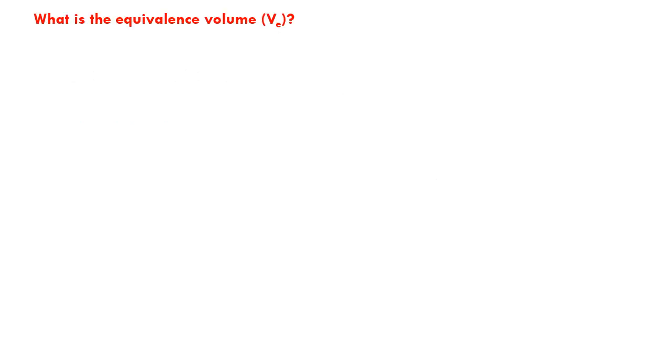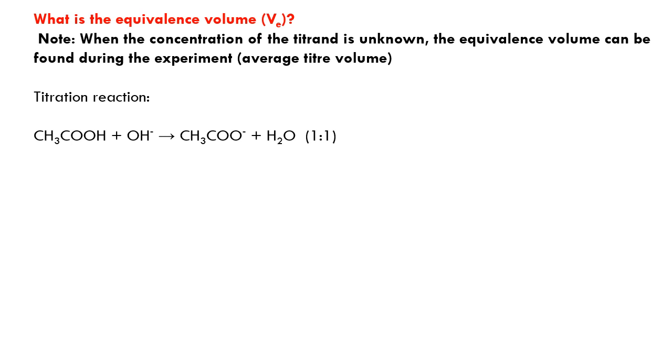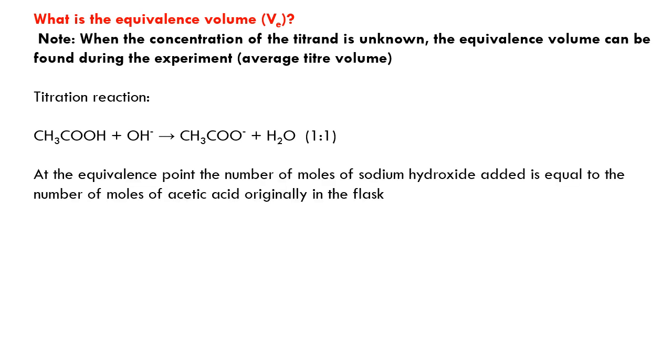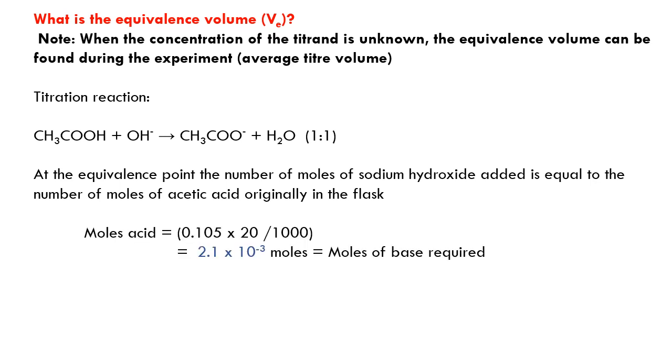So first, what is the equivalence volume going to be? For this titration reaction, we have acetic acid reacting with sodium hydroxide. Acetic acid is a monoprotic weak acid, and sodium hydroxide is monobasic. So we have a one-to-one reaction between them. At the equivalence point for our reaction, the number of moles of sodium hydroxide added will be equal to the number of moles of acetic acid that we originally had in the flask.